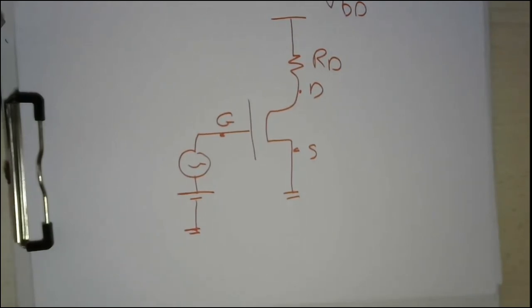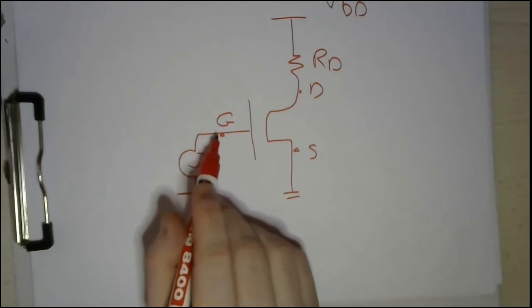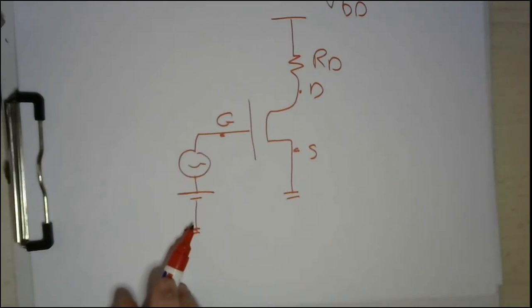But before going into the AC analysis, which is the main target of this part, let's first start with considering a more investigated way in order to understand the DC analysis. As you can see, here we have an input, which is VGS.